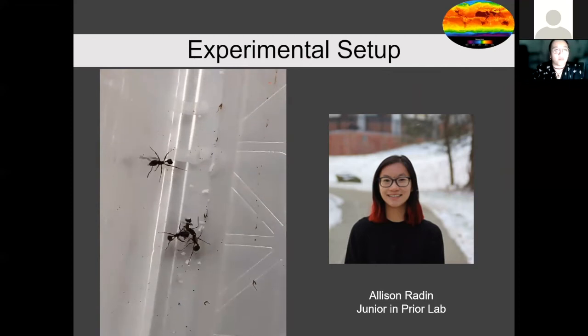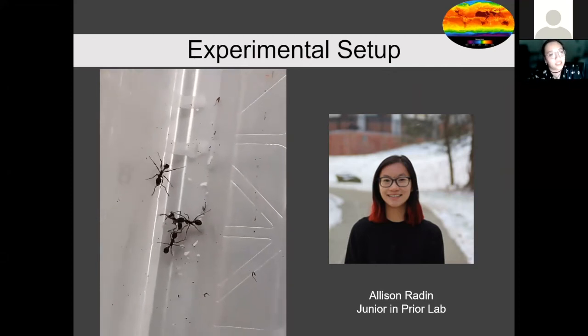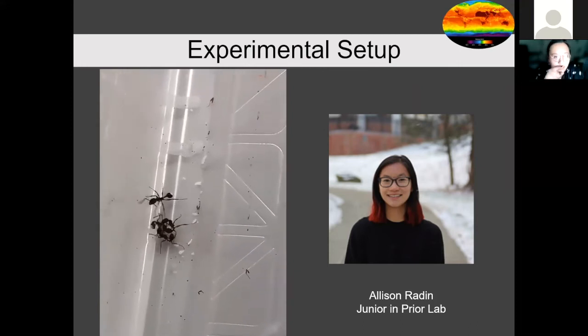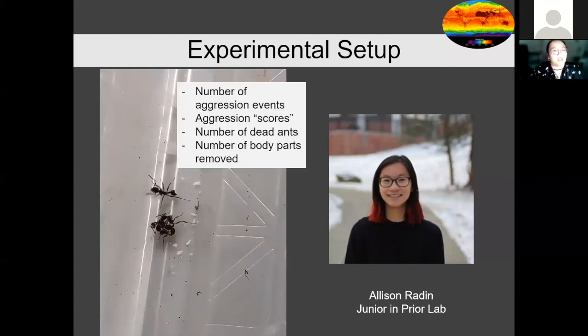And so what this would look like is here we have, I believe, two Picea individuals teaming up on a third Rudis individual. And then there's a fourth individual, a Rudis, sort of trying to escape. When this happened, we measured the number of aggression events. We also scored aggression events.